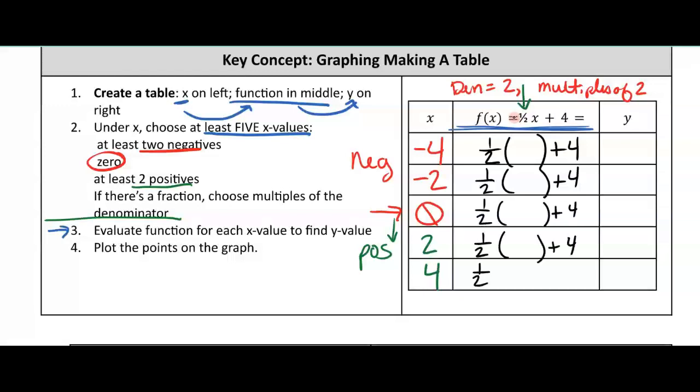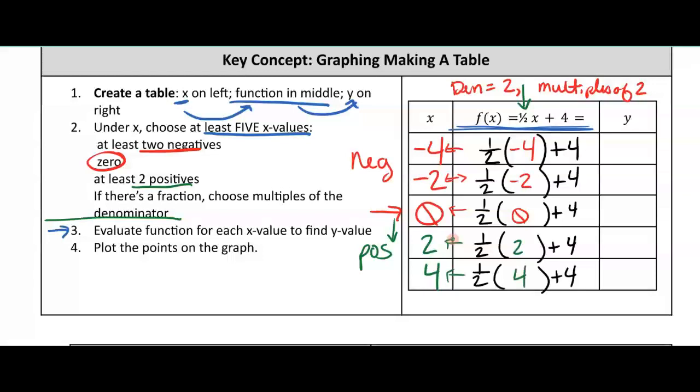Because every time, my function is 1/2 of my x value plus 4. And then I'm going to be evaluating each of these frames for each of these x values. So I'm evaluating this frame for -4. I'm evaluating this frame for -2. I'm evaluating this frame for 0. I'm evaluating this frame for 2. I'm evaluating this frame for 4.